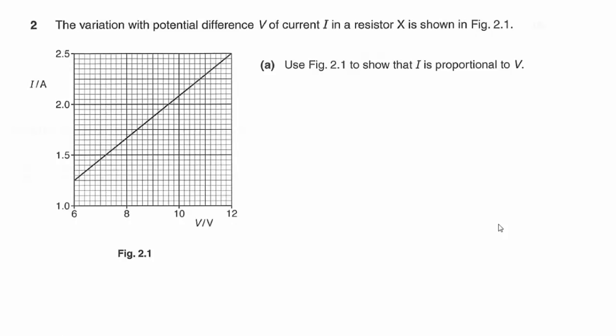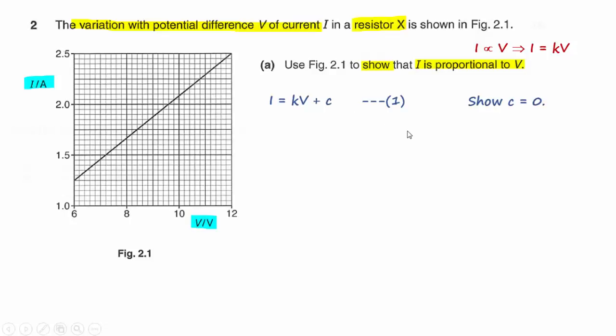In Part A, you are given a graph of I versus V for a resistor X and asked to show that I is proportional to V. If we look at figure 2.1, we can see that we have a linear graph of I versus V. Hence, I can be written as I equals kV plus C, and our task is to show that C is equal to 0. We don't have k, and we need to show that C is equal to 0. Hence, we have two unknowns, and therefore we'll require two equations to solve.